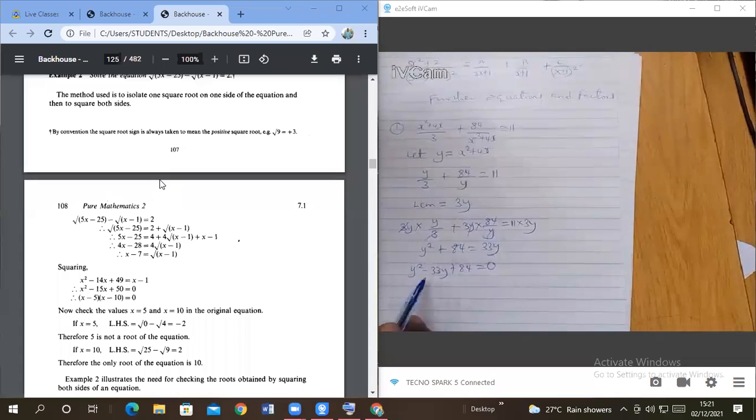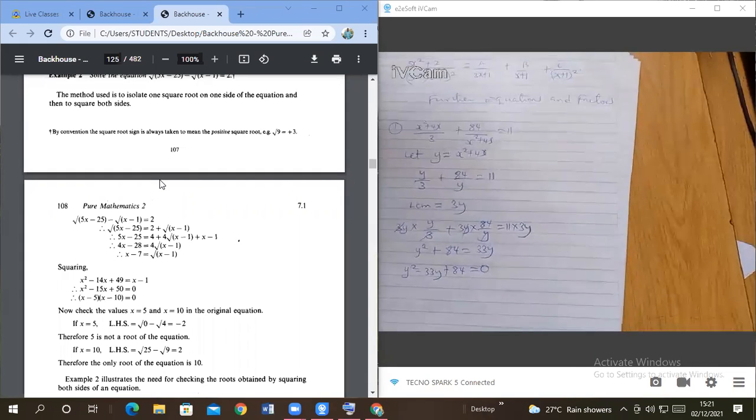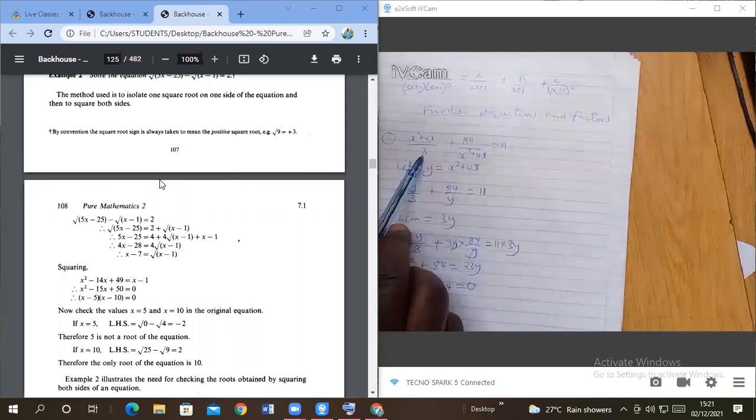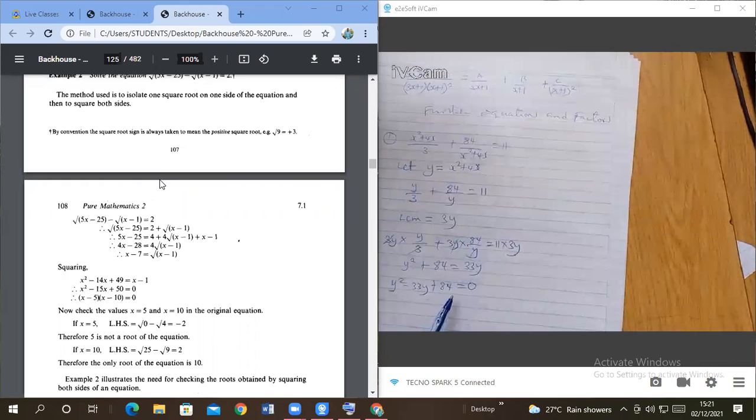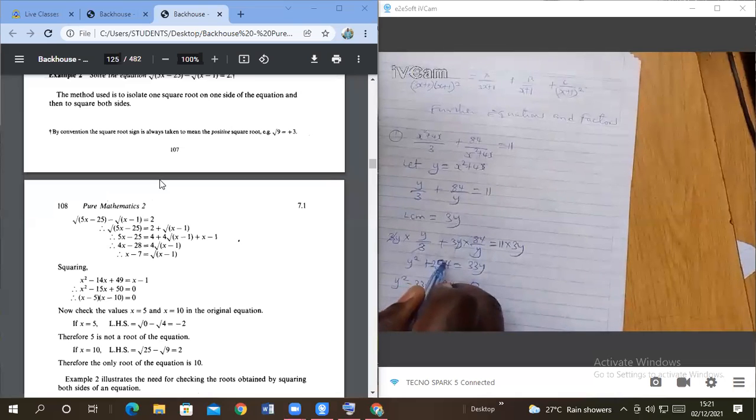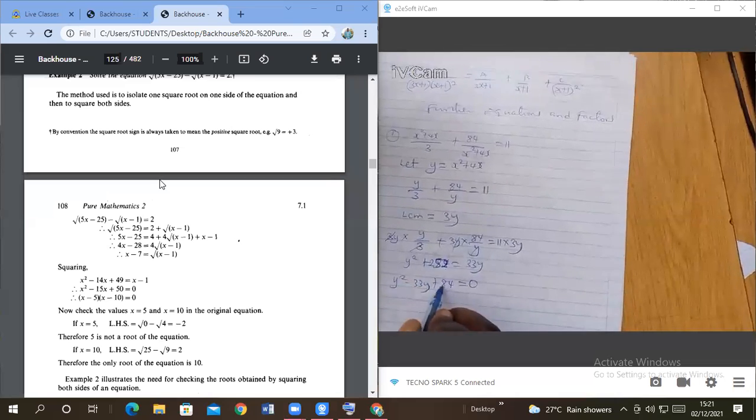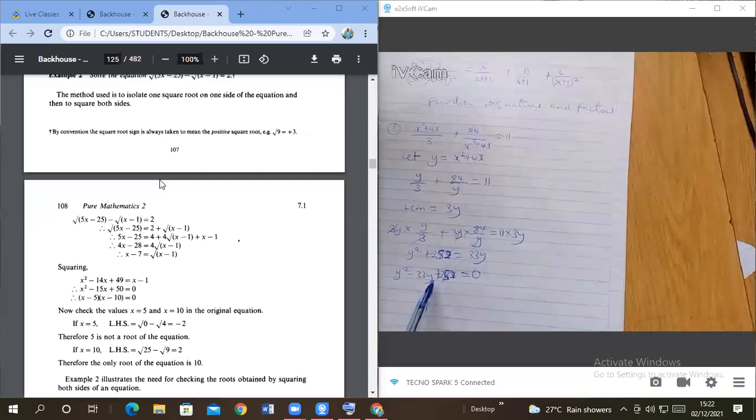Have you seen that it has reduced to a quadratic equation? Yes? What of that term there? The 3 times 84? Isn't it supposed to multiply the 3 times the 84? Yes, you're right. What is 3 times 84? 252. Very good. Thank you. So it should be plus 252 is equal to 0. Have you seen that it has reduced to a quadratic?